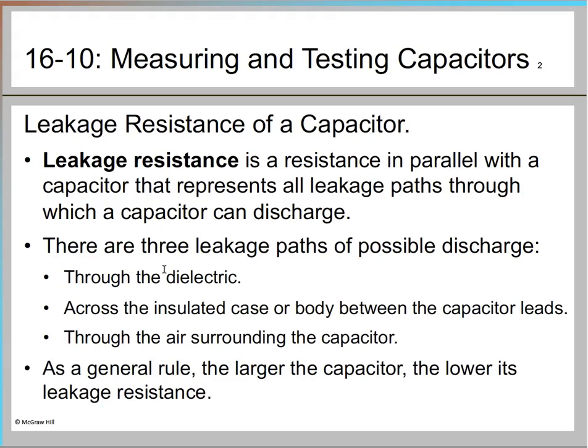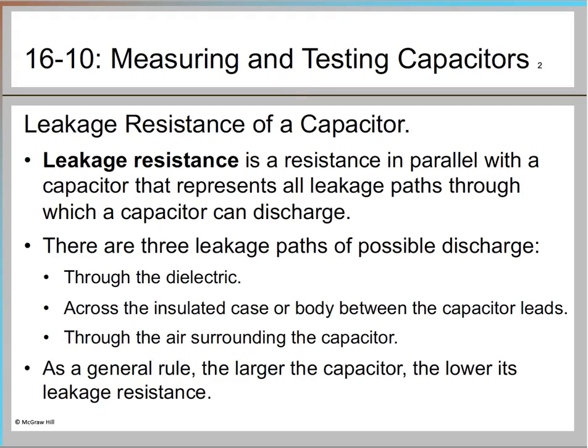As a general rule, the larger the capacitor, the lower its leakage resistance. By the formula of capacitive reactance, you know that Xc equals 1 by 2 pi fC. So here capacitance is inversely proportional to Xc. That's why we have an inverse relationship between the leakage resistance and the capacitance. The lower the leakage resistance, the higher the capacitor value.